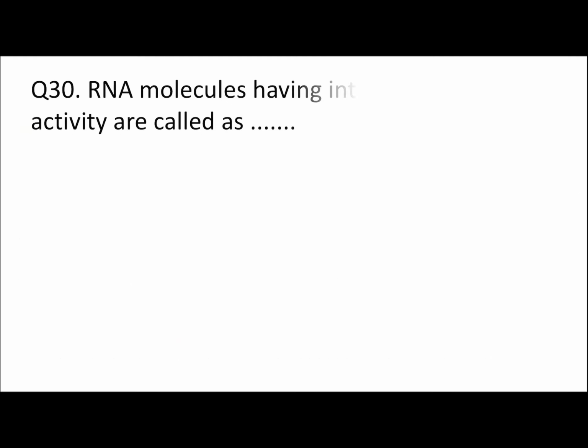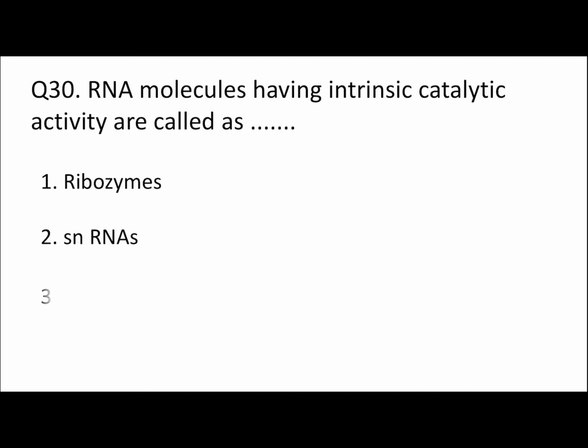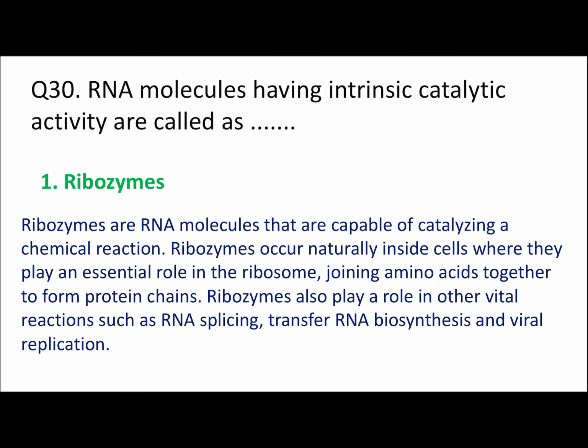Okay, let's see next. 30. RNA molecules having intrinsic catalytic activity are called as ribozymes or snRNAs or tRNAs or mRNAs. Here the RNA molecules having intrinsic catalytic activity are called as ribozymes. The ribozymes are RNA molecules that are capable of catalyzing a chemical reaction. Okay, they are capable of catalyzing chemical reactions.